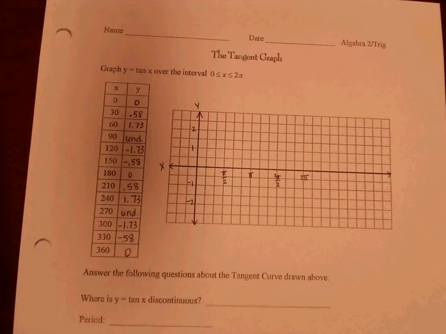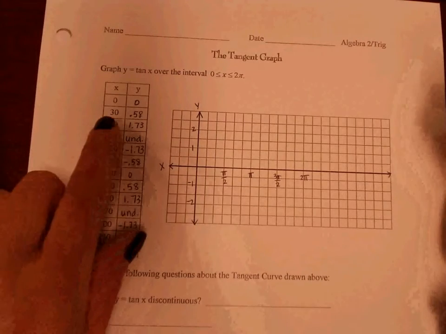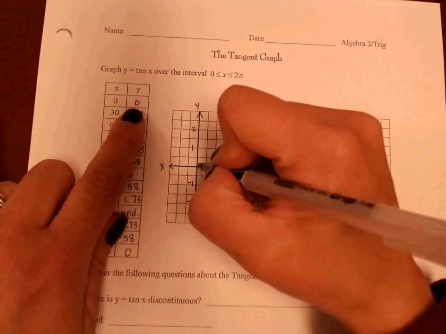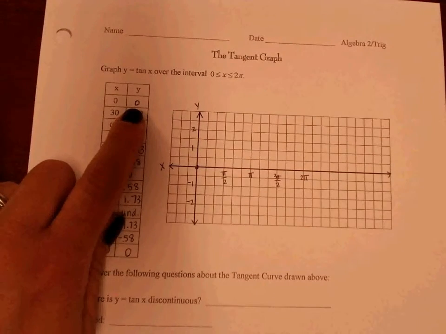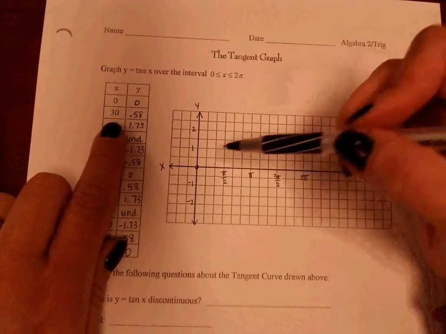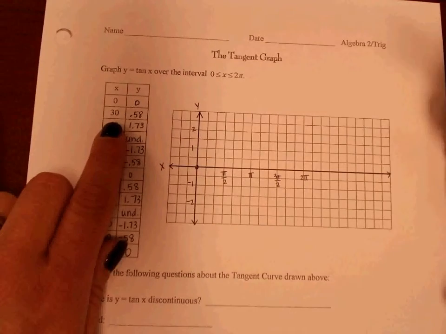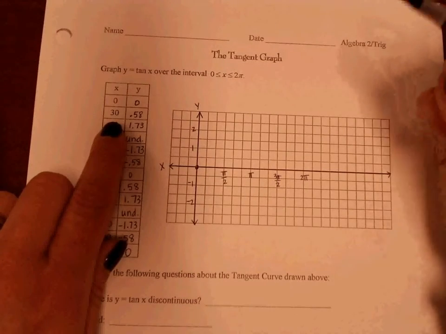Tangent always has to be difficult. All right, so I'm going to start graphing this. Let's see what happens. So when x is equal to 0, y is equal to 0. So we're plotting a point right here at the origin, nice and easy. Now don't forget, each one of these boxes moving across is 30 degrees.